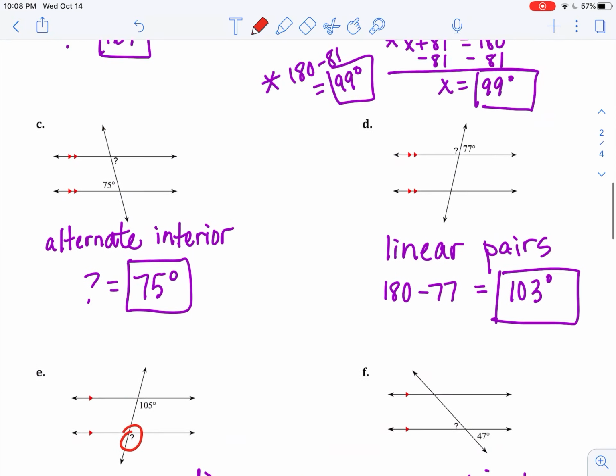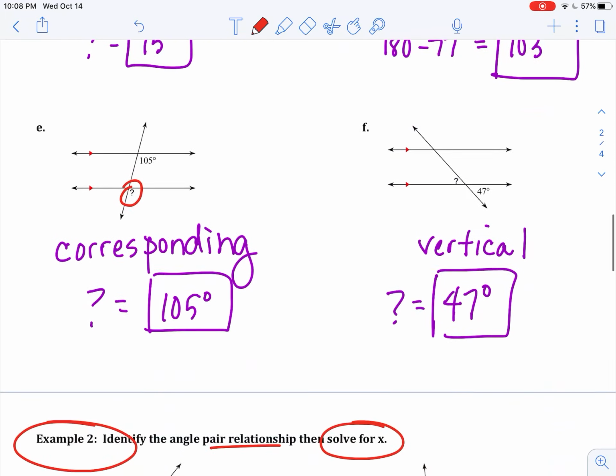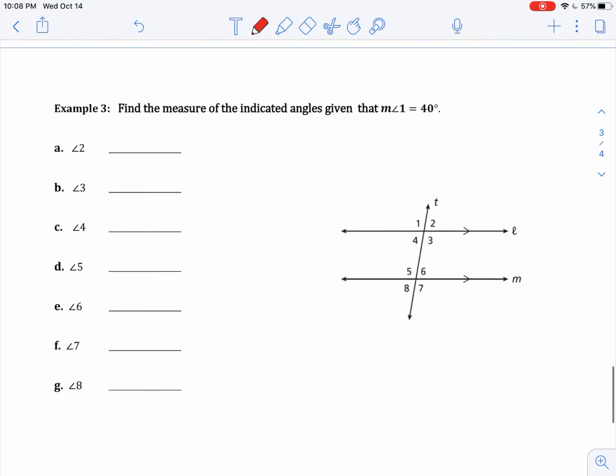So one more time, let me remind you that if you have verticals, corresponding, alternate interior or alternate exterior, they're going to be equal to each other. If you have linear pairs or same side interiors, they're going to add to 180. Now I do have one final example because I think this example is kind of cool. This looks like, oh my goodness, I'm going to have a ton of calculations to do, but honestly not. You will not have a lot of calculation to do.